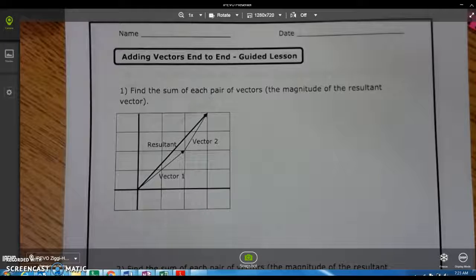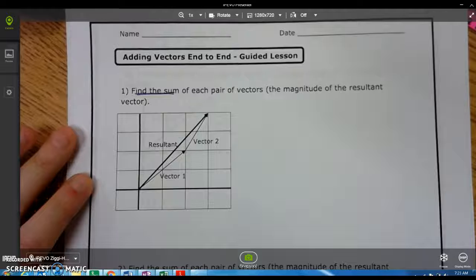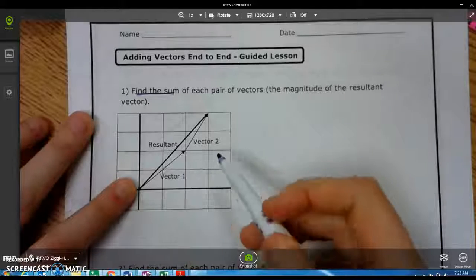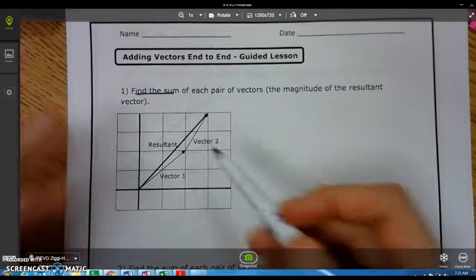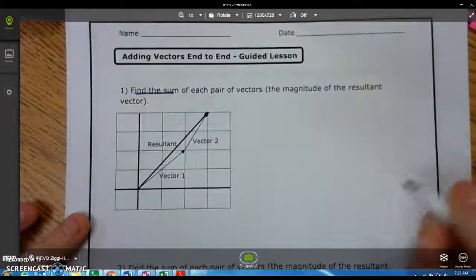Okay, you're going to learn a pretty easy topic today. It's finding the sum of each pair of vectors. So all you have to do is, if you look here, vector 1 is going this direction and vector 2 is going this direction. But when I look for the sum, I'm looking for this actual ending spot.